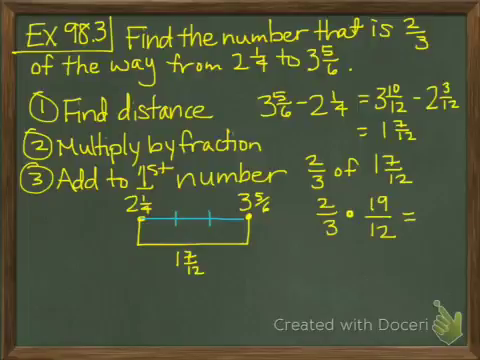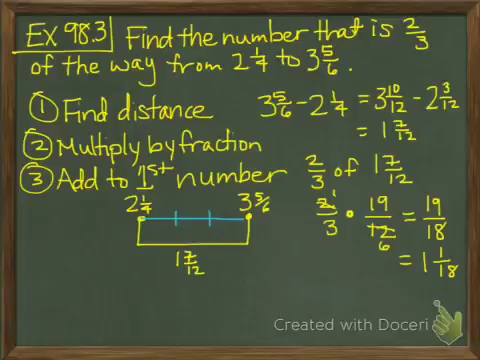So we just multiply. 1 7/12 is 19/12. So we multiply there. We can cancel, and 2 goes into itself 1 time and into 12 6 times. So we end up getting 19 over 18. So 2/3 of the way is 1 1/18. That's that distance. So the last step that we need to do is add that to 2 1/4 so that we can find the number that's 1 1/18 away.